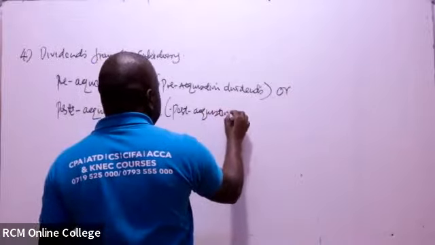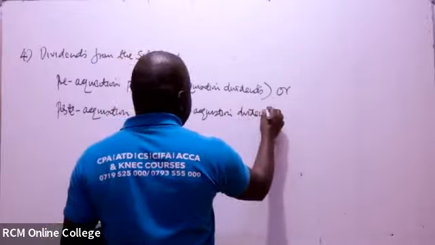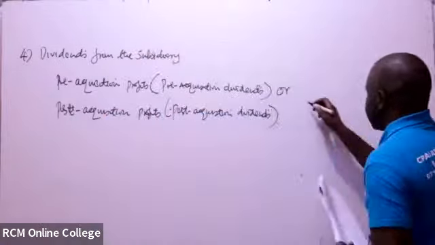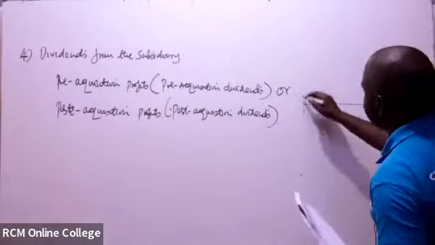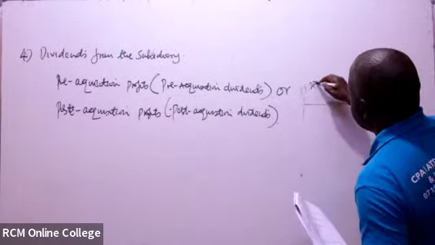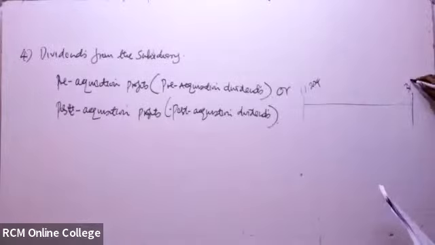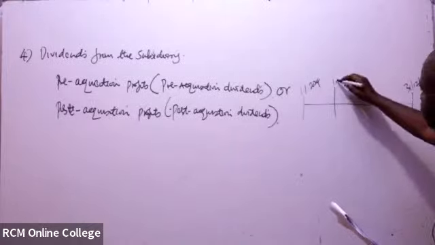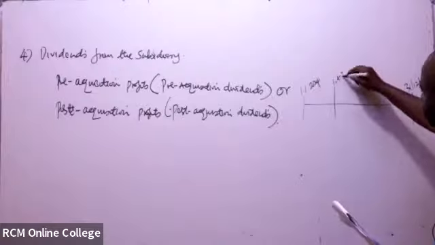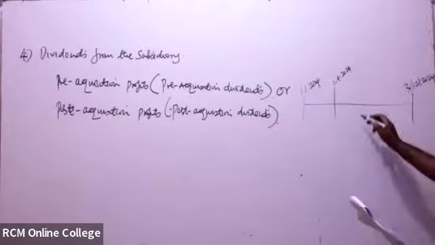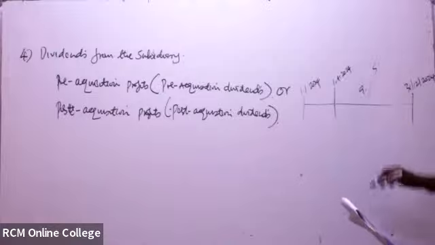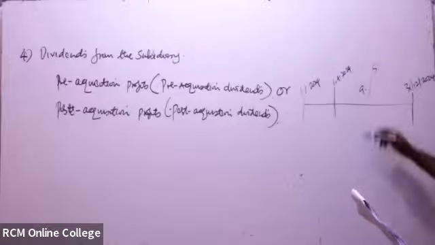Post-acquisition dividends. So there can be a scenario whereby, for example, we have the whole year. So 1st of January 2024, we have 31st of December 2024. So the subsidiary can actually be acquired here. Maybe it can be acquired on 1st of April 2024. So it means this particular subsidiary has only existed for how many months? 9. Yes, 9. So 9 out of 12.